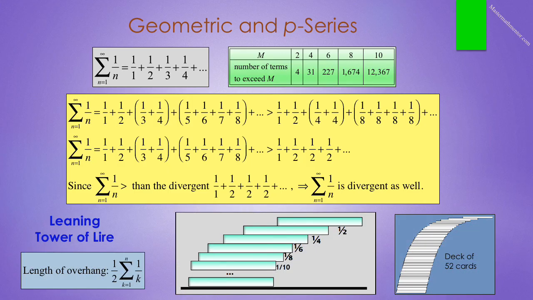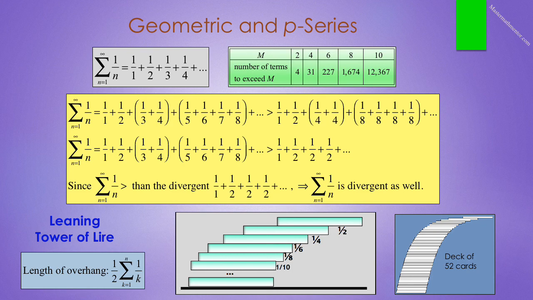Suppose we stack identical books of length 1 so that the top book overhangs the book below it by 1/2, which overhangs the book below it by 1/4, which overhangs the book below by 1/6, etc. This structure is called the Leaning Tower of Lear, and it will just barely balance. The length of the overhang is 1/2 summation k equals 1 to n of 1 over k, where n is the number of books. And this is the harmonic series.